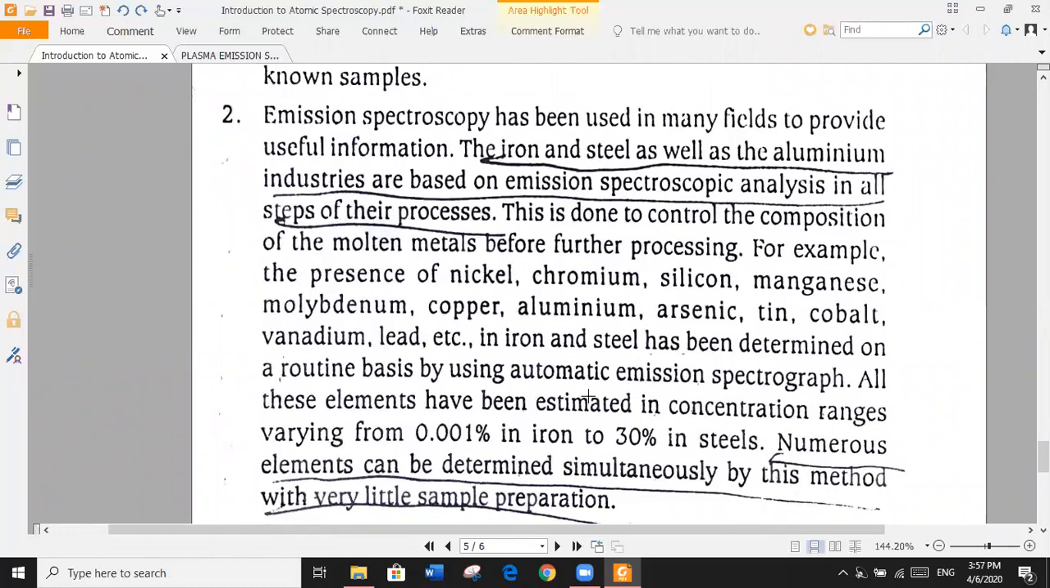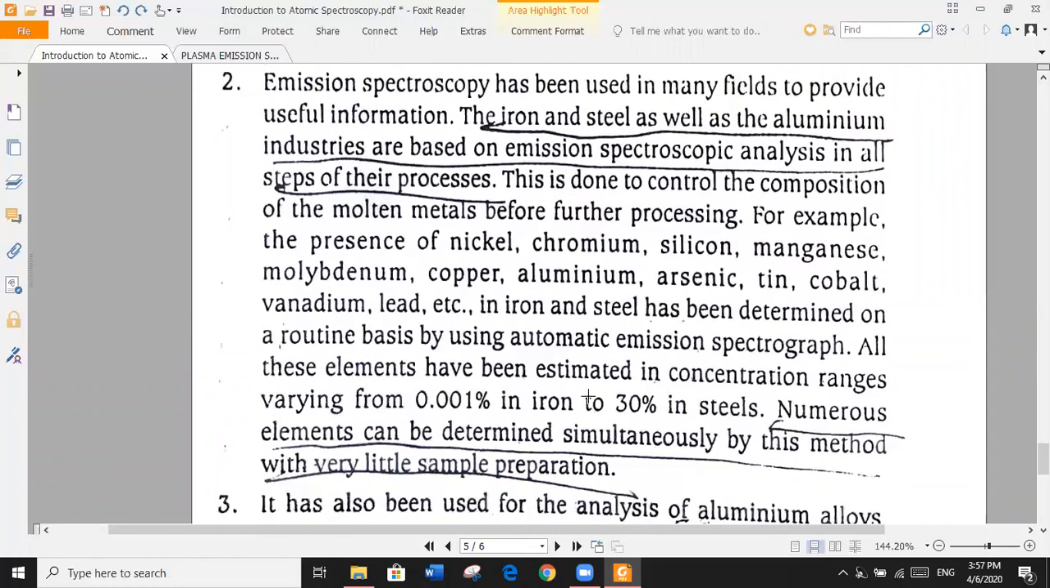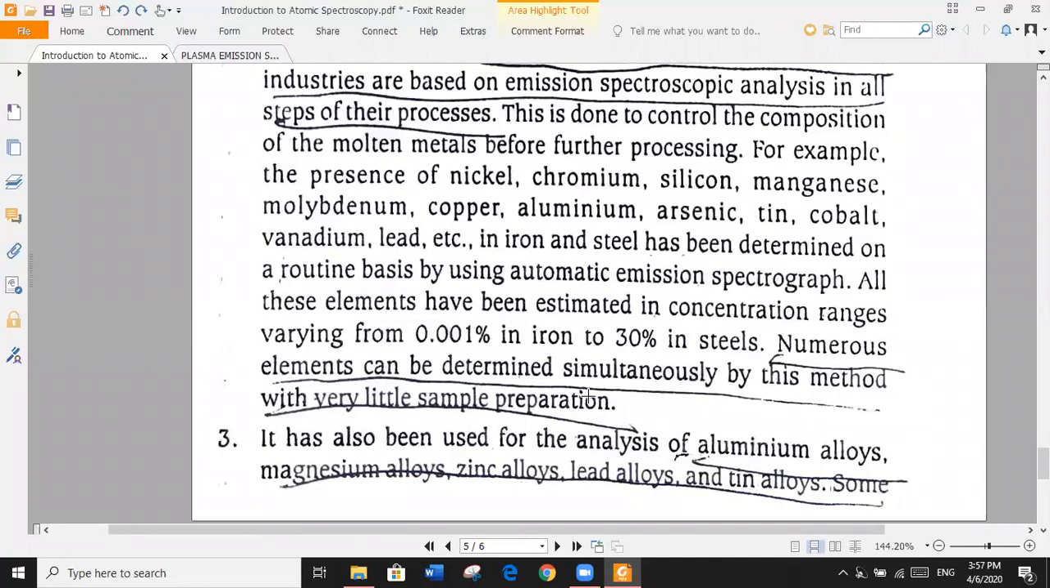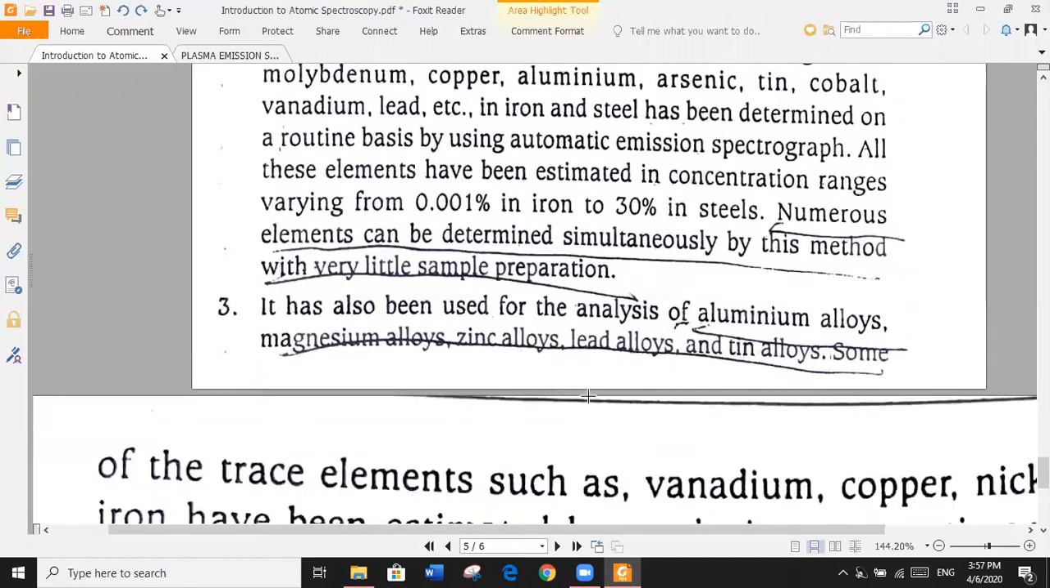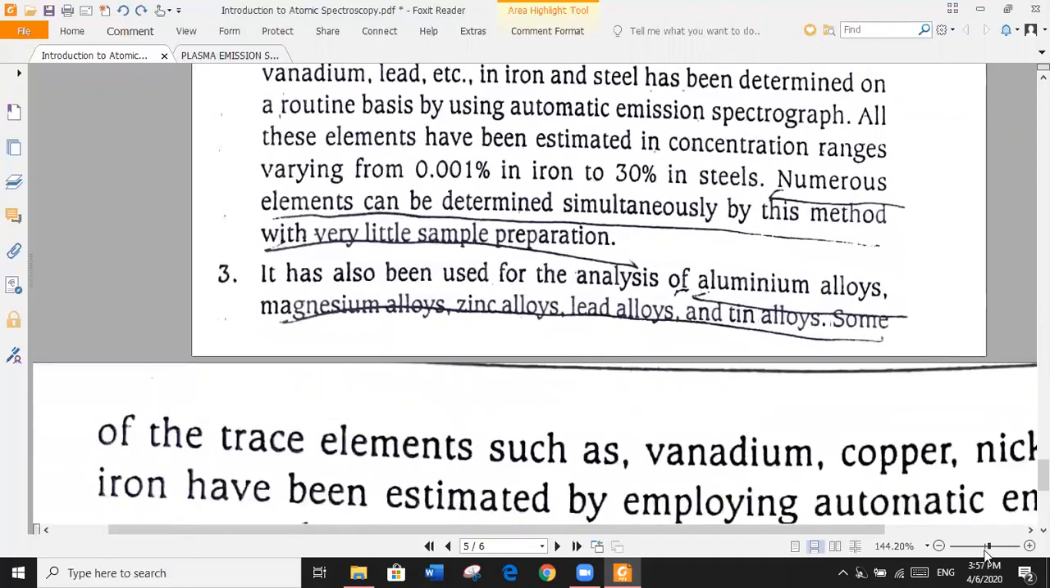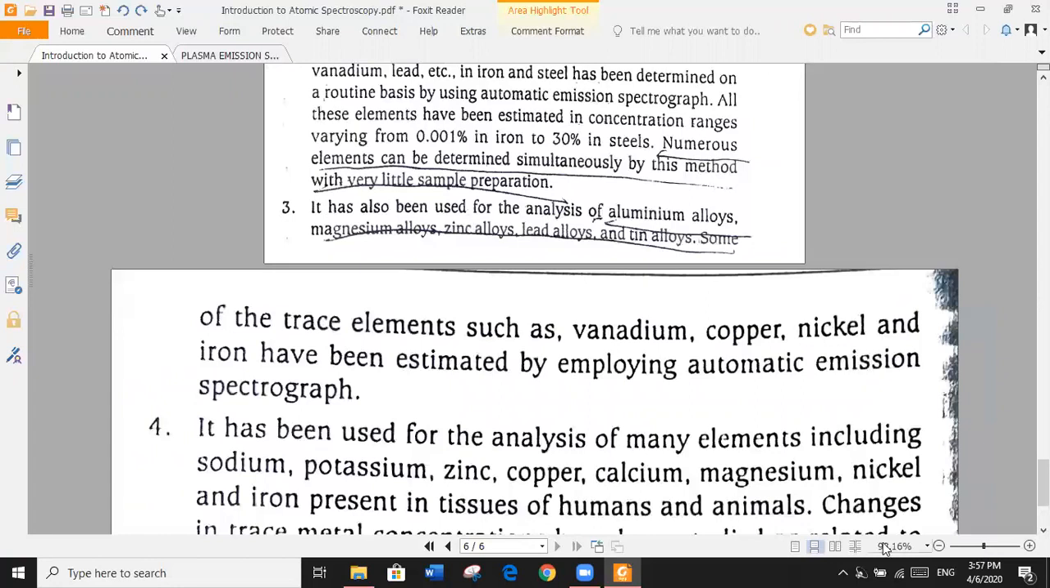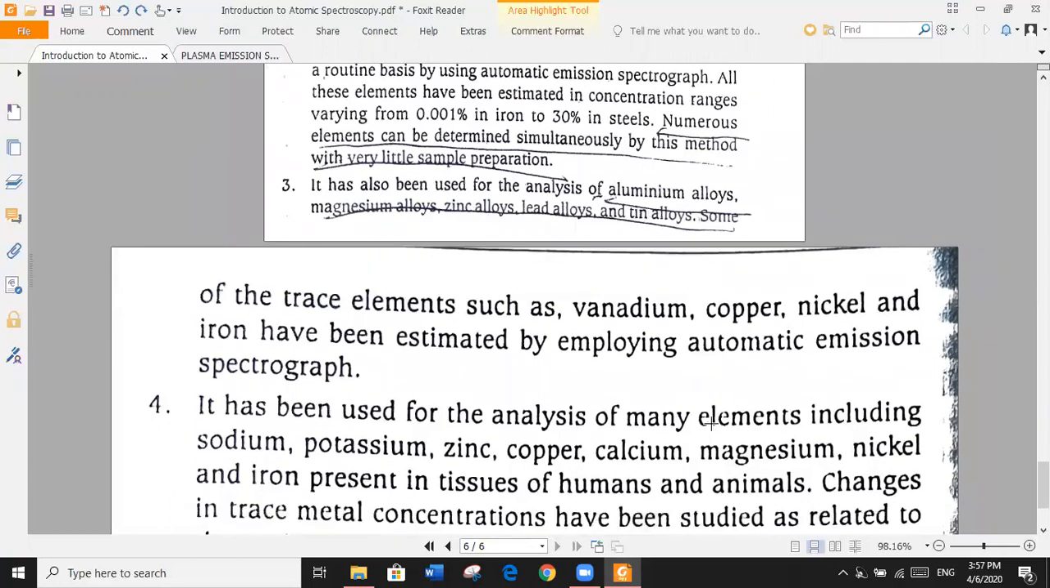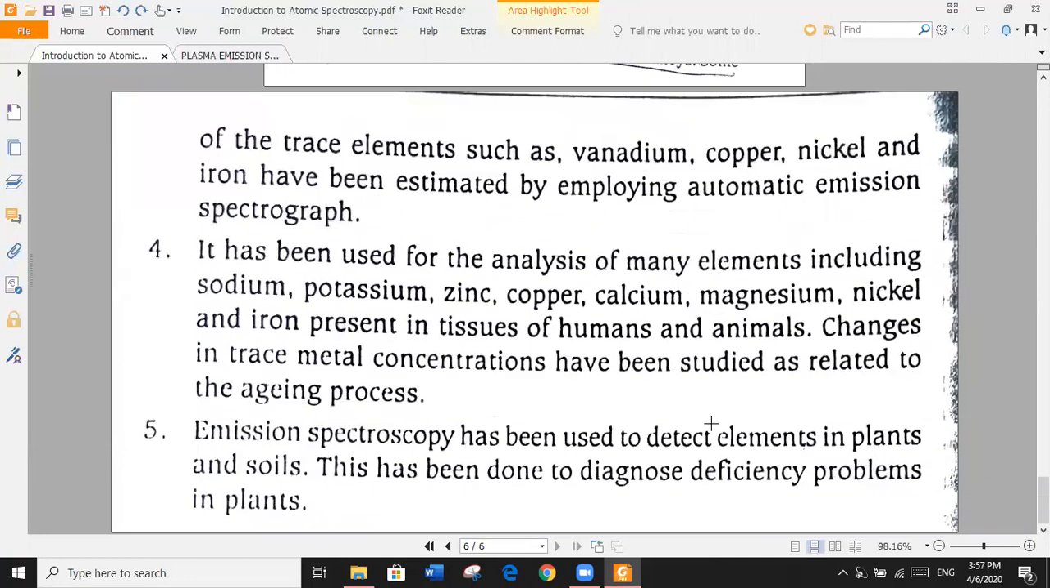Numerous elements can be determined simultaneously by this method with very little sample preparation, and it takes very little time also. It has also been used for analysis of aluminum alloys, magnesium alloys, zinc alloys, lead alloys, and tin alloys. Some of the trace elements such as vanadium, copper, nickel, and iron have been estimated by employing an automatic emission spectrogram.